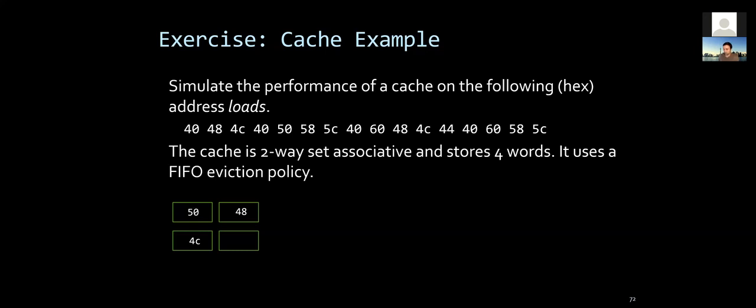Sam, is this clear? So the indexing formula now is different because now we have 2 bits used for offset, then 1 bit used for which set to take. So that's it. There are only 3 bits they identify, and the way is flexible.